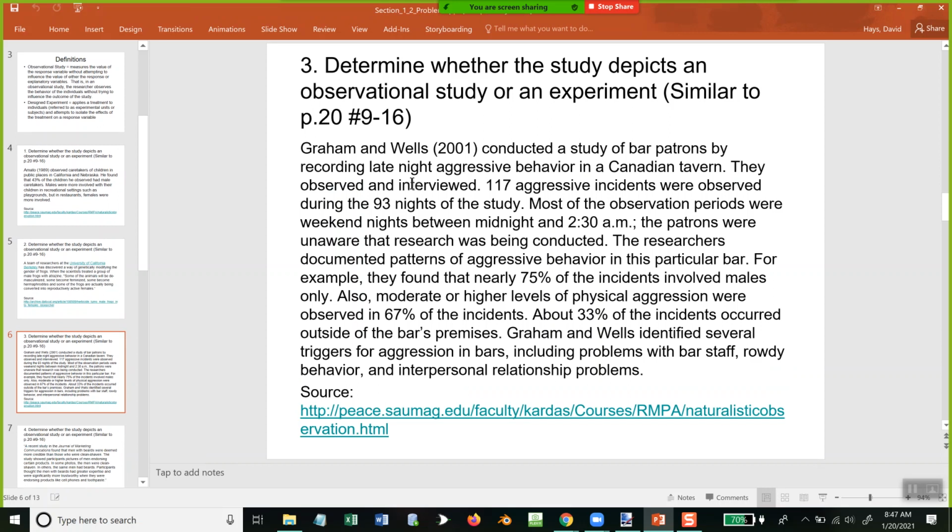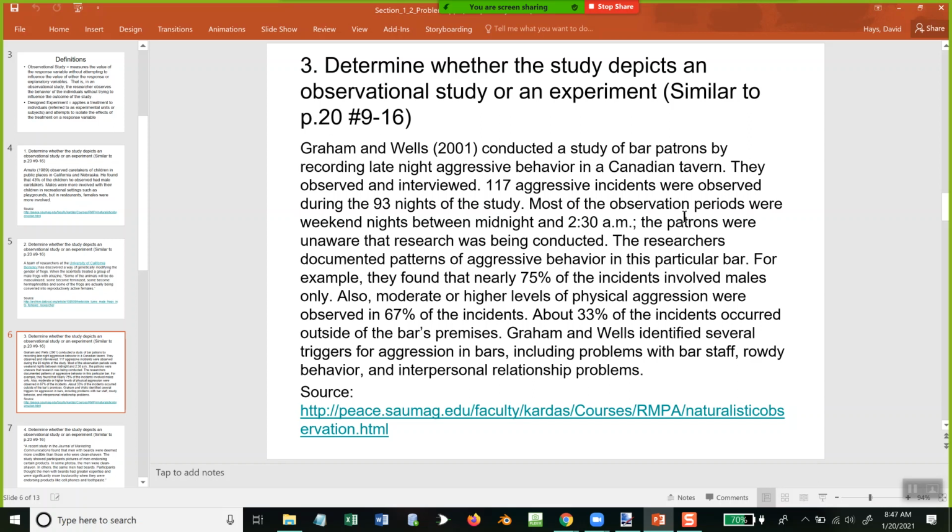This is a real interesting one. Graham and Wells, 2001, conducted a study of bar patrons by recording late-night aggressive behavior in a Canadian tavern. They observed and interviewed. And that right there tells you observed. But 117 aggressive incidents were observed in 93 nights of the study.